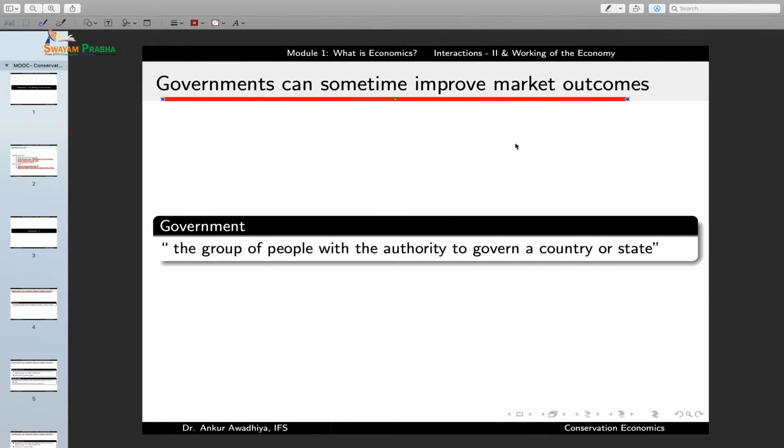So what is a government? A government is the group of people with authority to govern a country or state. Now the important point here is authority. Authority means legitimized power. So these are the group of people who have the power, and this power has been given to them through certain legislations. So they have a legitimate authority to govern a country or state. And when that happens, they can make certain decisions.